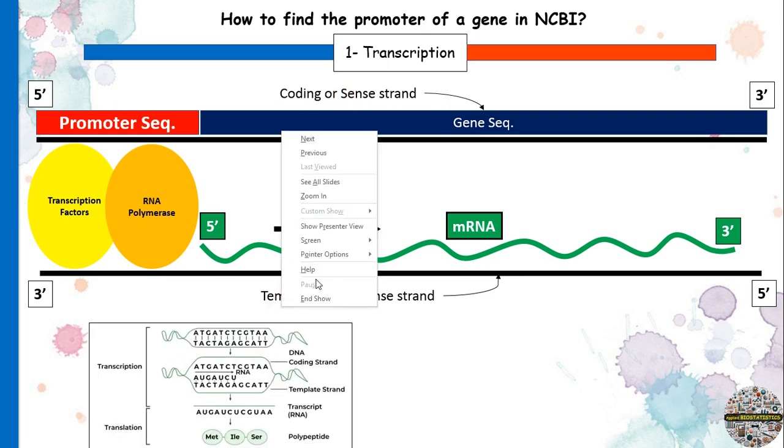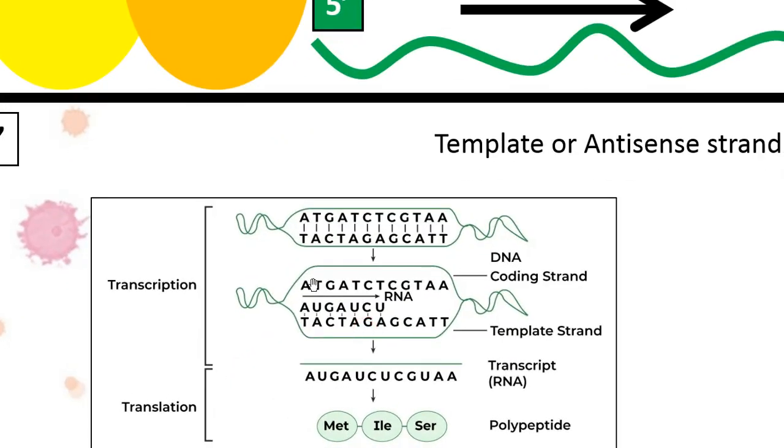As an example, as you see, this is our DNA sequence, and the upper strand here is the coding strand, and this is the template strand. As you see, the RNA is made based on the template strand, and the transcript or RNA is similar to the coding strand. Of course, as all of us know, there is a difference. RNA has U and the DNA has T.